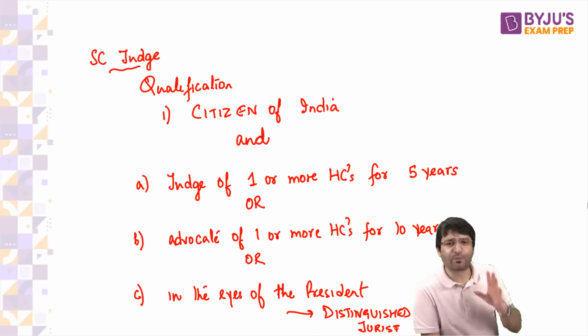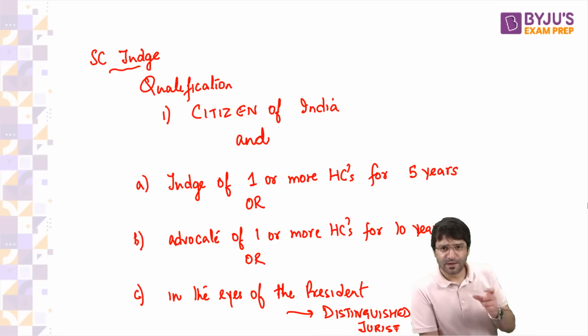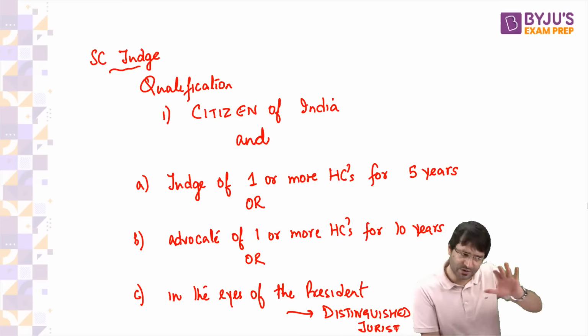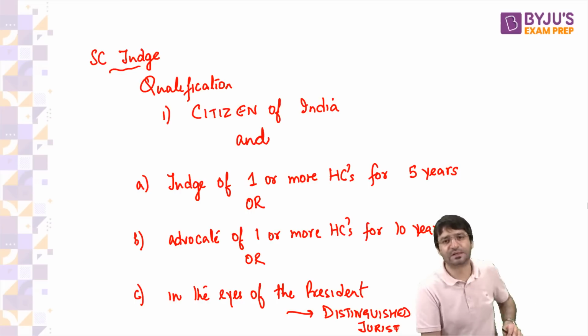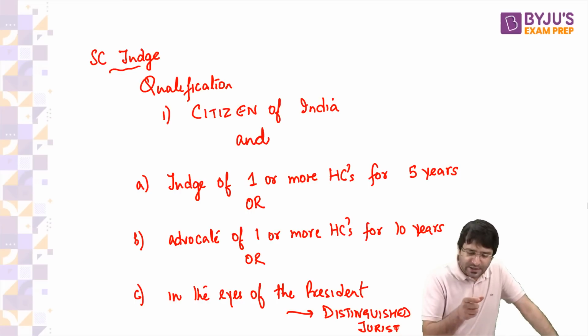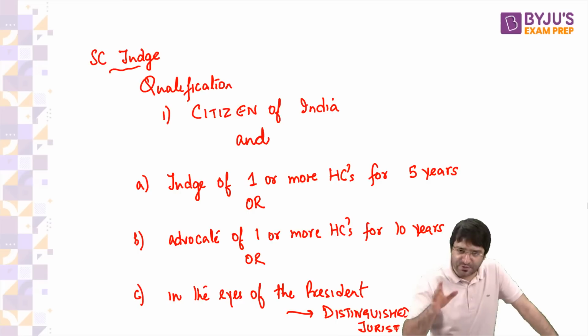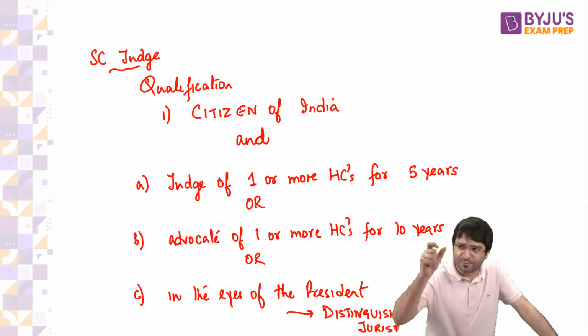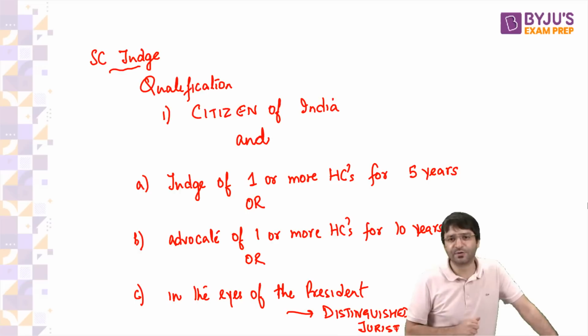Who can be appointed as the Attorney General? First, we have to understand, is Attorney General a constitutional post? Yes, mentioned under Article 76. Is Attorney General part of the Union Executive? Yes, because Union Executive consists of President, Vice President, Prime Minister, Council of Ministers, and the Attorney General for India.